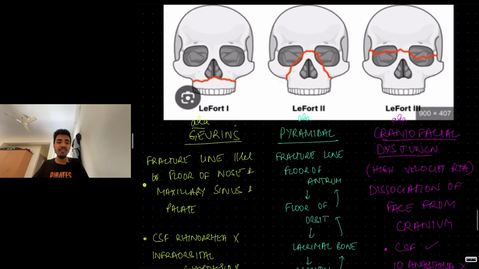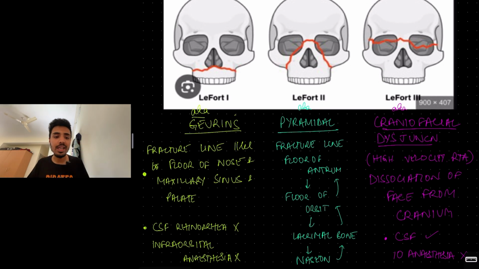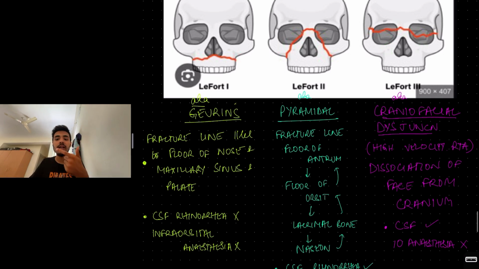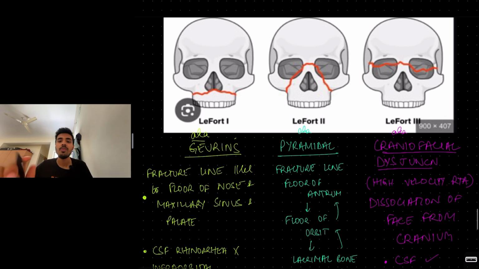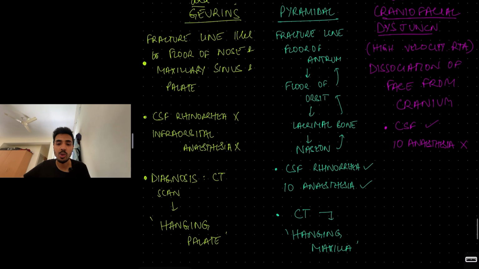Now, Lefort 3 fracture is seen in very high velocity trauma like road traffic accident. Here what happens? The entire cranium is separated from the rest of the face. Hence, it is known as craniofacial disjunction or craniofacial dissociation. Here also the roof of the nose is involved. So here you will have CSF rhinorrhea. But the infraorbital foramen is not involved. Hence there is no infraorbital anesthesia. So CSF rhinorrhea is seen, but infraorbital anesthesia is not. This is Lefort 3, only in high velocity trauma. So based on the fracture lines, you can classify maxillary fractures into Lefort 1, Lefort 2 and Lefort 3.